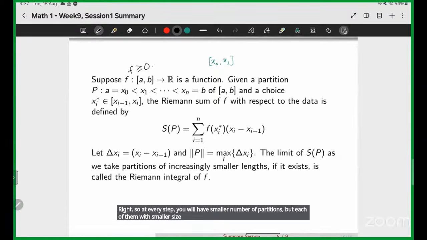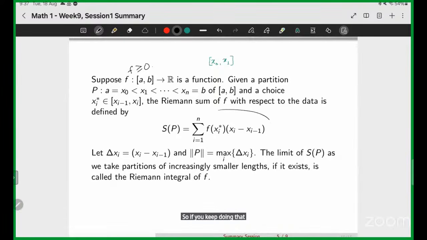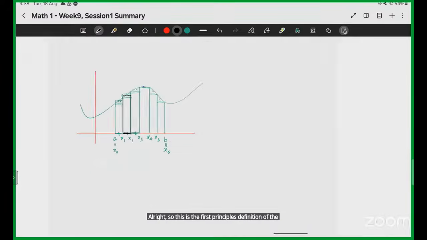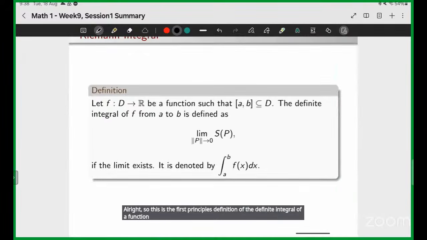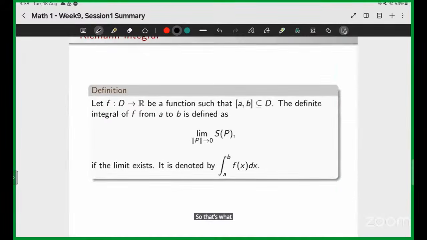So if you keep doing that, what value would this sum reach? That is what is called the definite Riemann integral of f from a to b. All right, so this is the first principles definition of the definite integral of a function. That's just what is written in this slide.